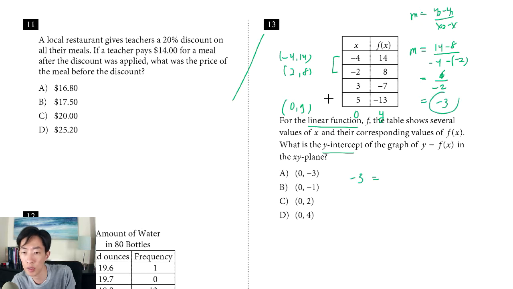Knowing that the slope is -3, I'm going to take 2 points and I'm going to do this point and then compare it with this point. So we're really looking at -2, 8 compared to 0, y.